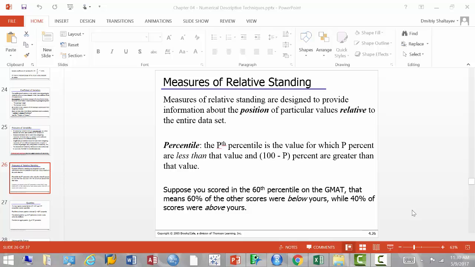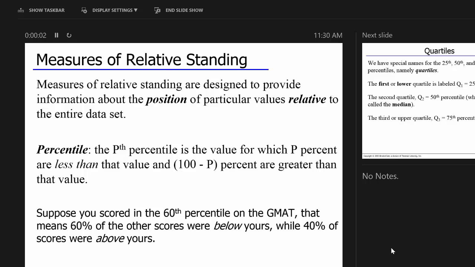The last piece of the puzzle that we have to consider today is measures of relative standing. What is that? I'm sure you heard about that in your previous classes, such as Math 125, and you heard that before as well, actually. Percentiles, that's what we mean primarily, as the measures of relative standing. So what are the percentiles?